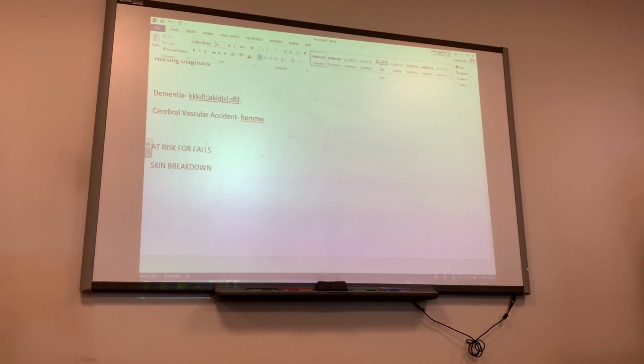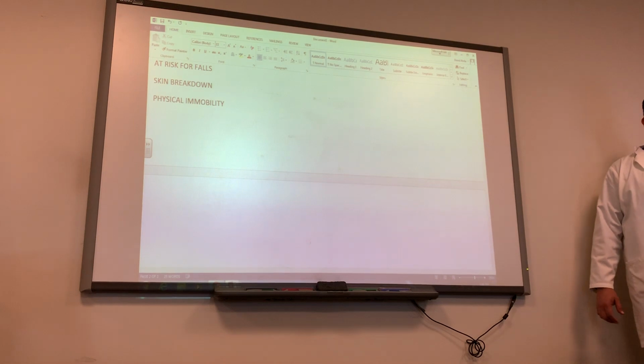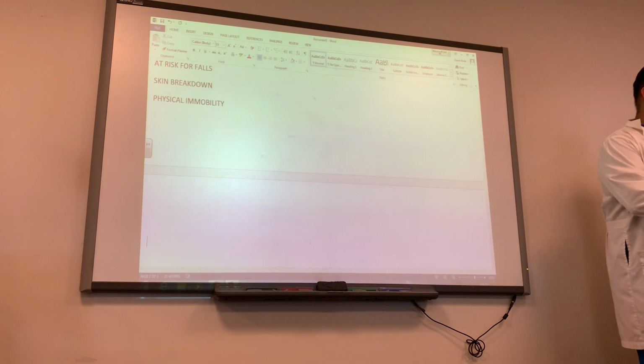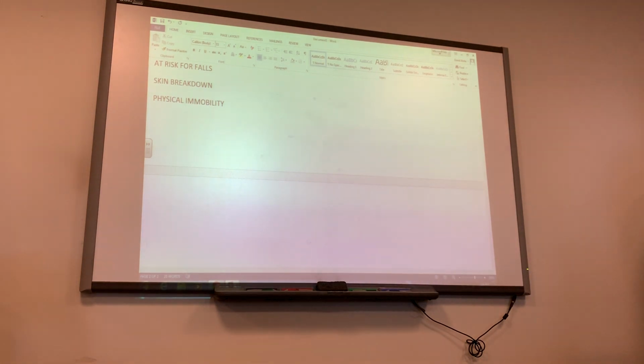Atrophy has to do with muscles that are no longer working. How about physical immobility? Good. What else can they be at risk for? Neurological deterioration? Okay, further neurological deficits. I don't have the words for that, but as far as putting it in an at-risk statement, they're already mentally deteriorating. I hear what you're saying, but what you're saying is going to connect with something else later on. Just watch.